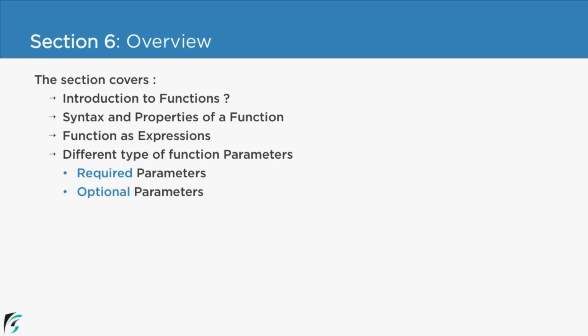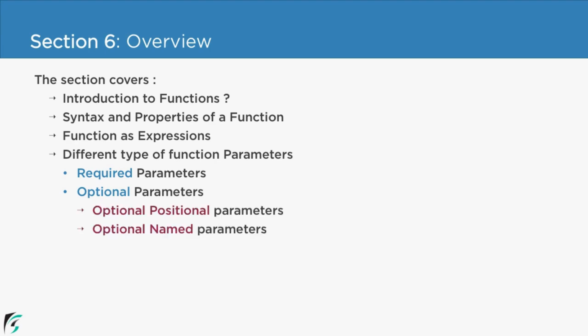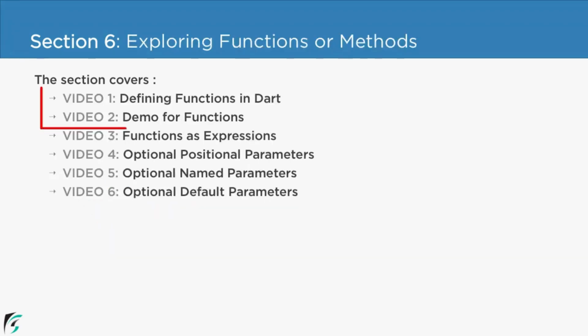the optional parameters. In case of optional parameters, we have optional positional parameters, optional named parameters, and at last we have the default parameters. So these are the three subcategories of the optional parameters. We are going to check all of these in separate videos. In this video, we will check out how to define functions in Dart, and in the next video, we will check out the demo code for defining functions in our editor.